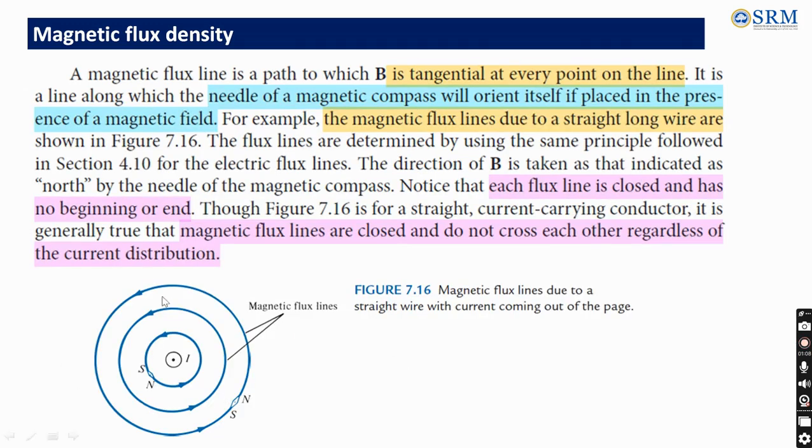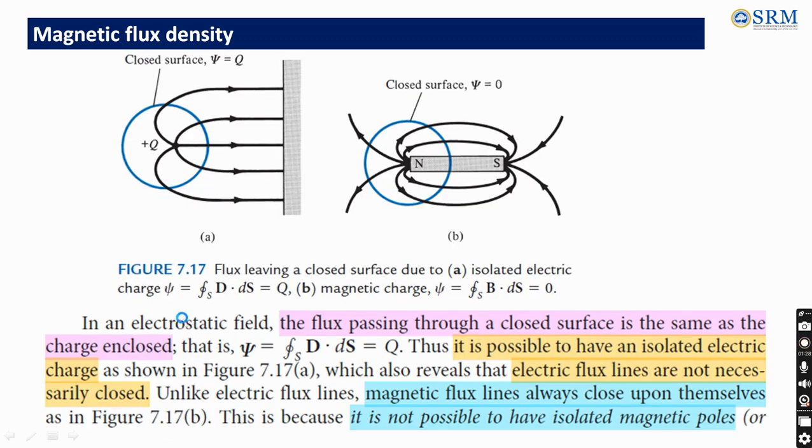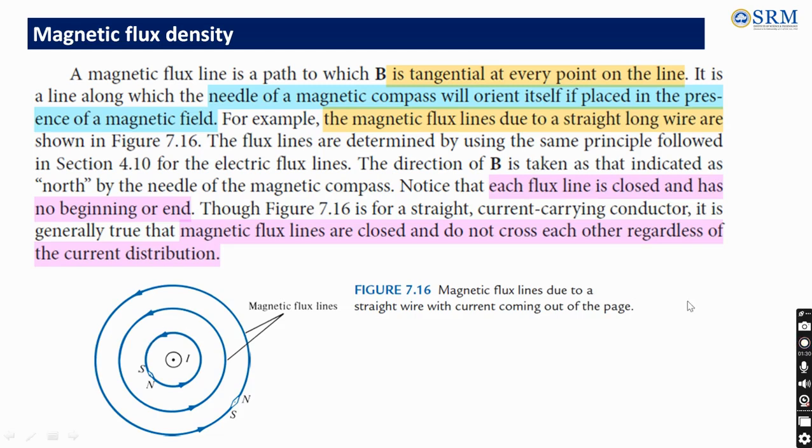So let us understand how the magnetic flux lines are present due to a straight current carrying wire. So this is a straight current carrying wire. The magnetic flux lines are enclosing it, and these lines will be closed. Each of the flux lines is closed and doesn't have any beginning or end, and doesn't cross each other also. The magnetic flux lines don't cross each other.